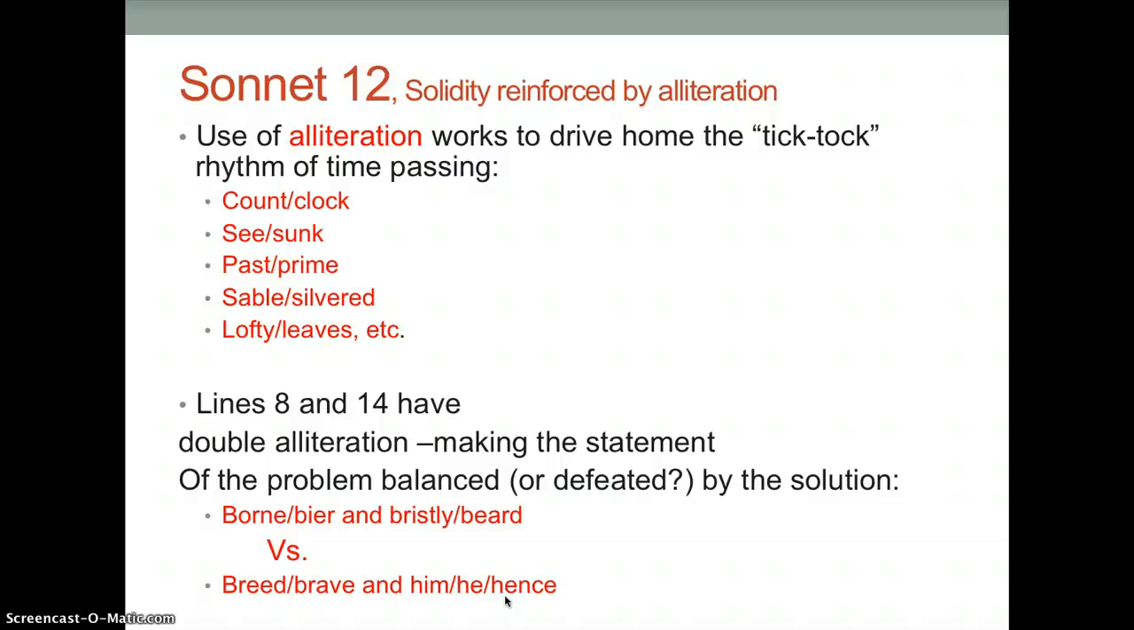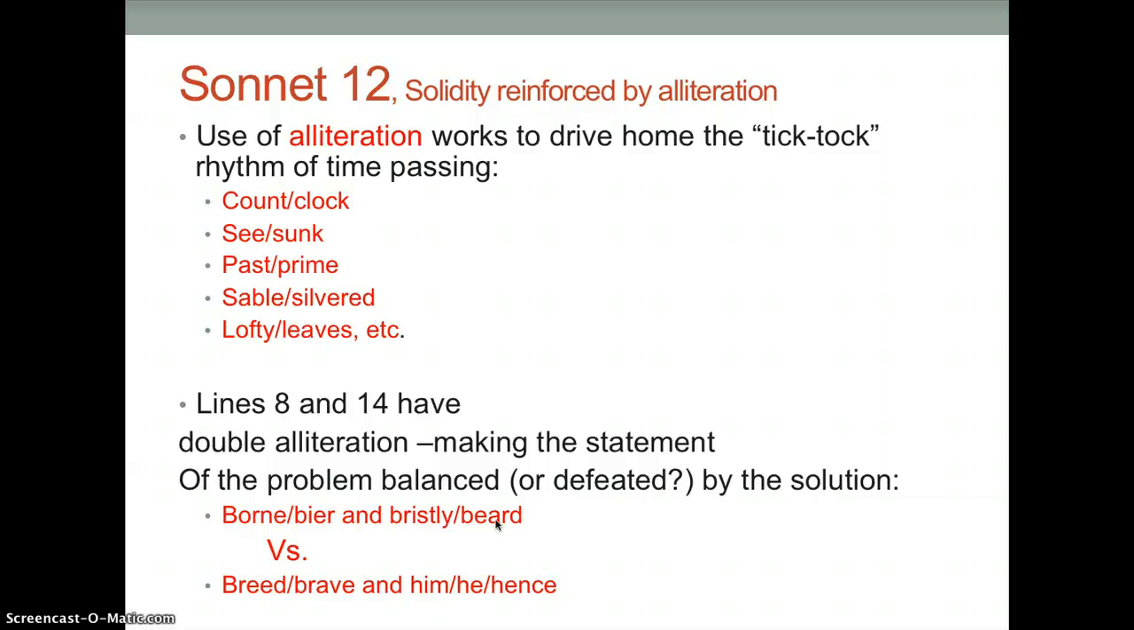So let's look at how alliteration works to drive this structure home. Again, if you see those first several lines, you'll notice that Shakespeare's using alliteration to drive home the very tick-tock rhythm of time passing. So again, the lines are: when I do count the clock that tells the time, and see the brave day sunk in hideous night, when I behold the violet past prime, and sable curls all silvered o'er with white. Again, we get this repetition of a sound, generally on the stressed syllable: count, clock, see, sunk, and that goes back to tick, tock, time is passing.